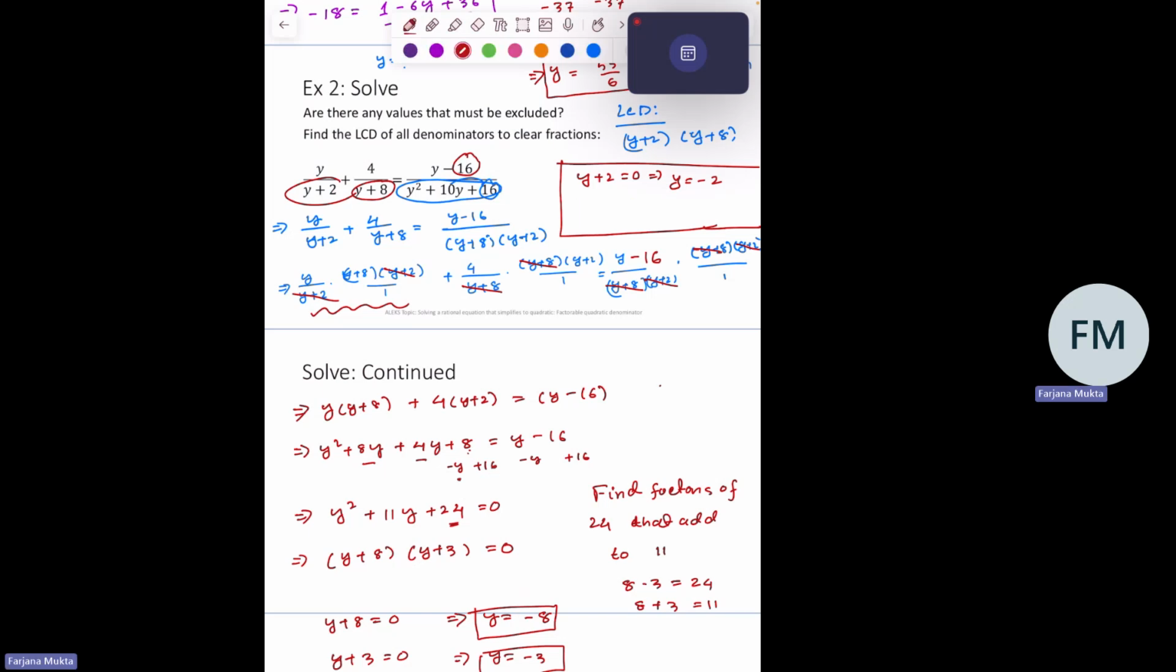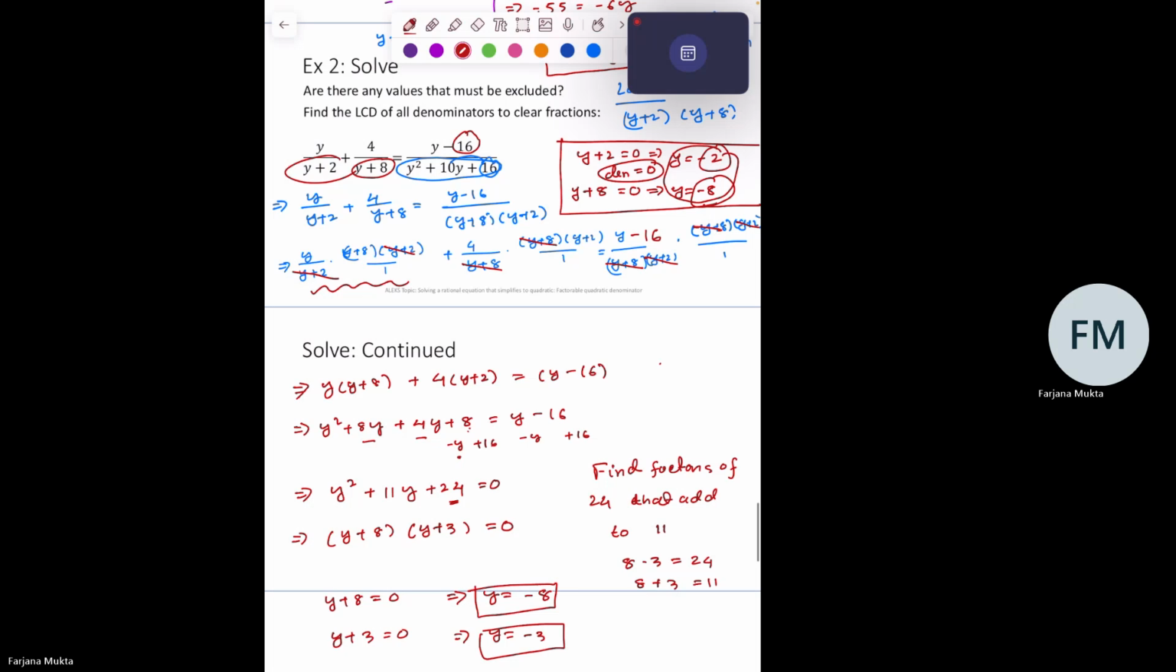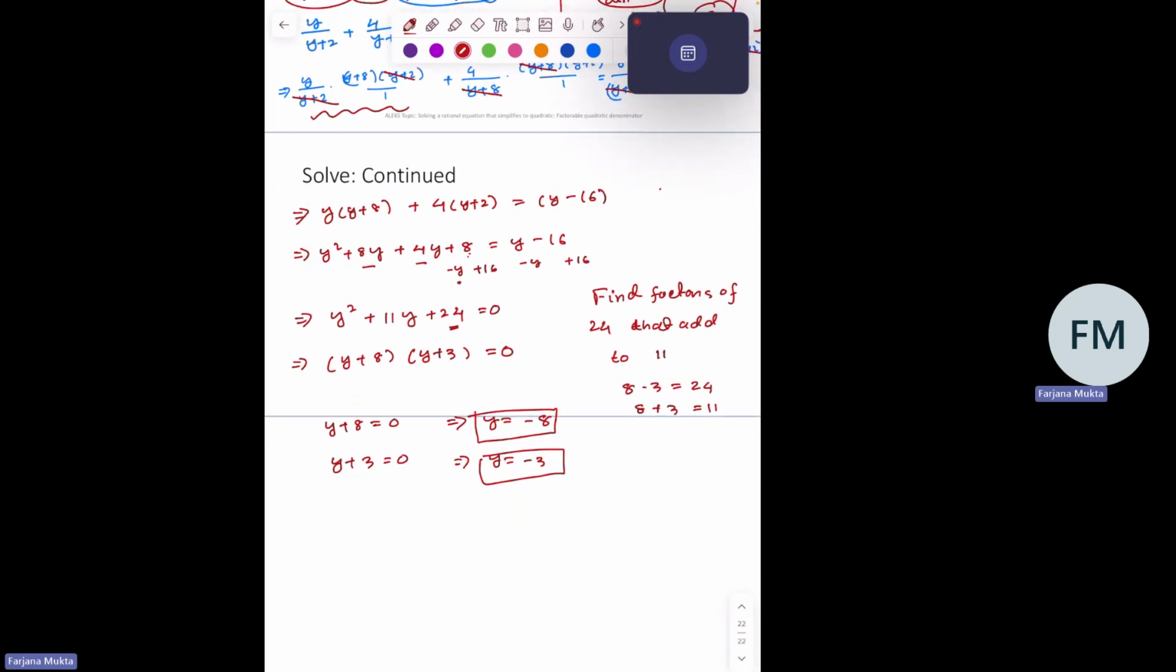Actually, let me go back and show you. The other denominator is y plus 8. That means y equals negative 8 is another value that will make our denominator equal 0, right? So we cannot have this solution. If we have any of these solutions, they will be invalid. So let's check our solutions. Yes, indeed, we have the solution y equals negative 8, so this is not a valid solution. All right, so the only valid solution is this one.